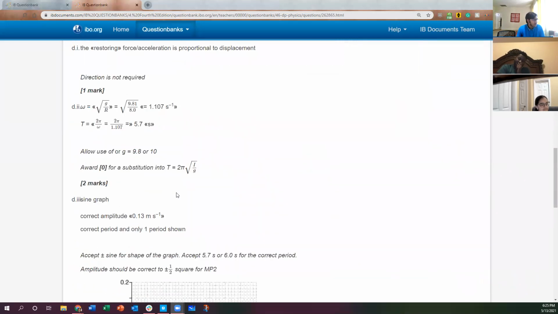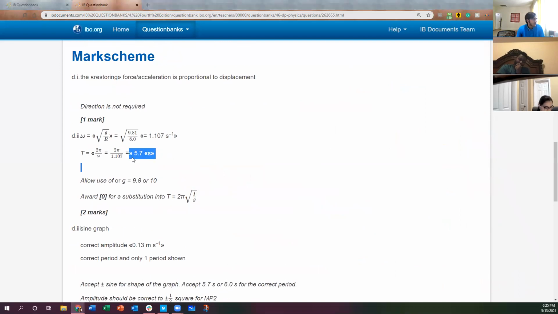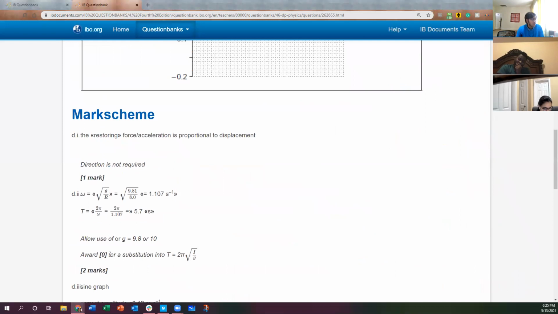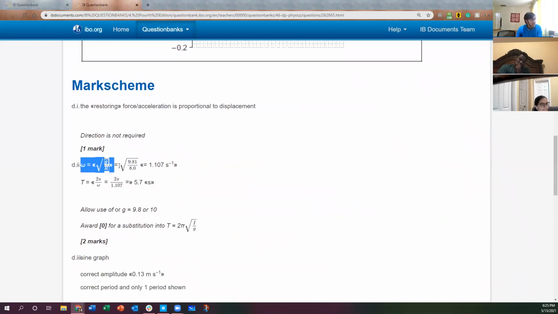Okay, let's see what they did. About 5.7 seconds, which is about 6 seconds. Do you see here how, because this is HL, they're requiring you to actually derive it? They're going to give you 0 points if you simply plug it into 2 pi square root L over G. Now on Raja's test, you'll probably get credit, so don't worry about that. That's why it's important to still know how to do it the other way.